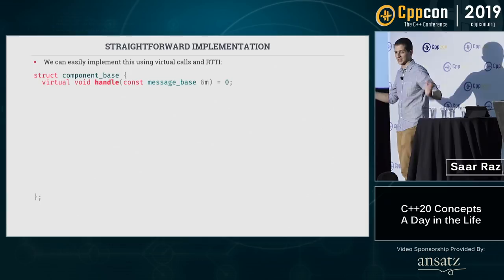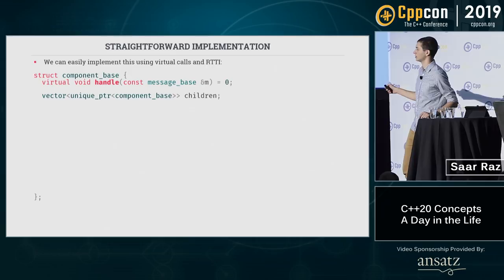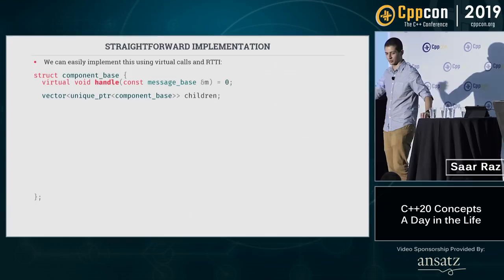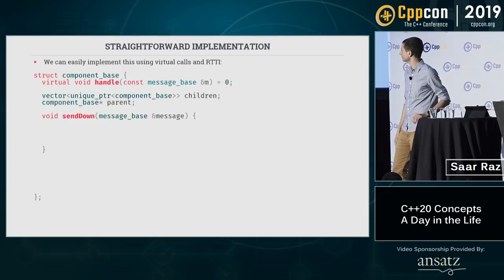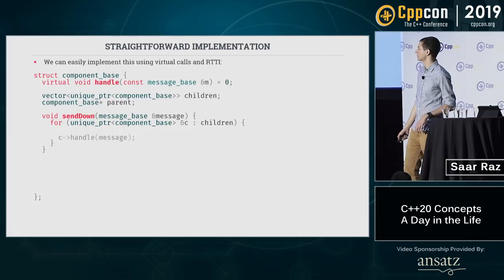And it's going to have a vector of pointers to children. Notice that we're using a pointer here because component is a polymorphic type, so we have to store it by pointer. We can use unique pointer here because we can say that all components own their children and make this a little bit easier to manage resource-wise. We also need a parent link so that we can send messages up the tree and not just down the tree. And in order to send down a message, we take the message, we iterate over the children, for each one of them, let them handle the message, and then propagate the message down from that specific child.